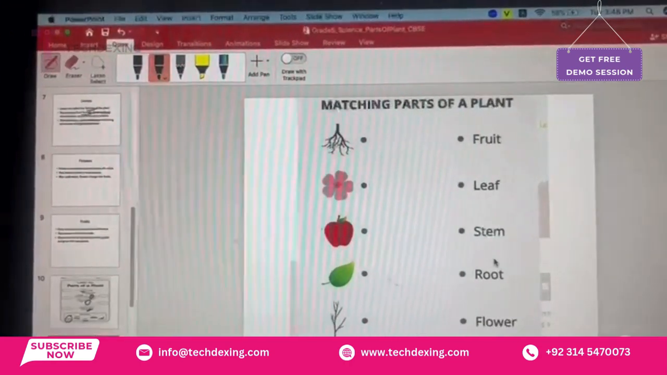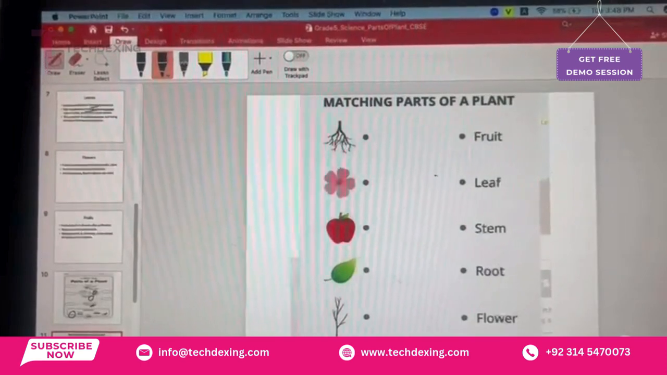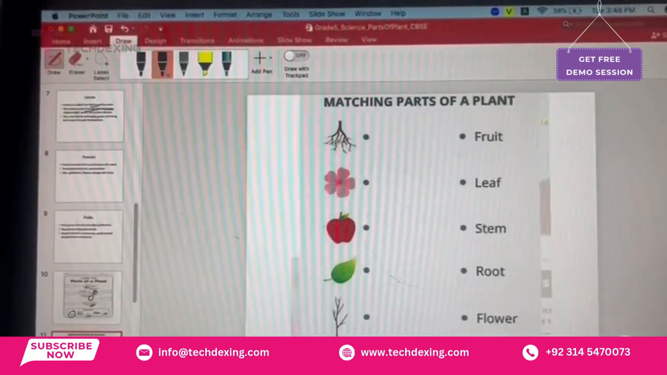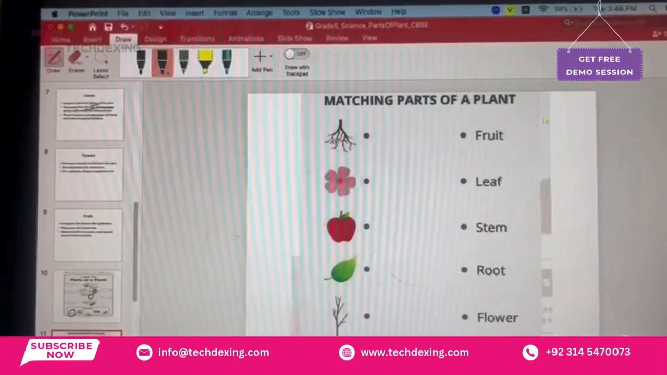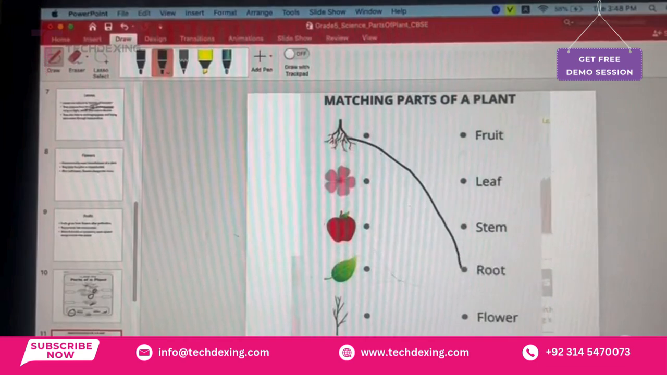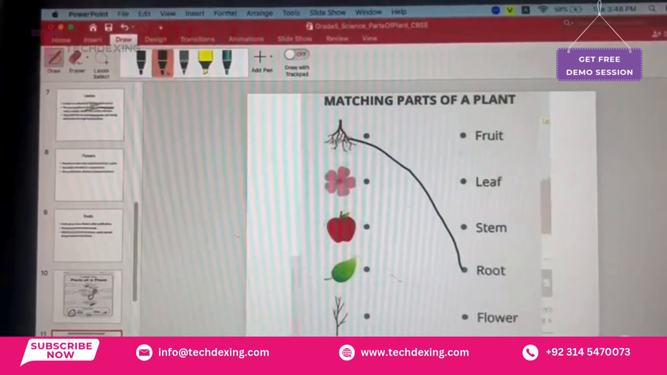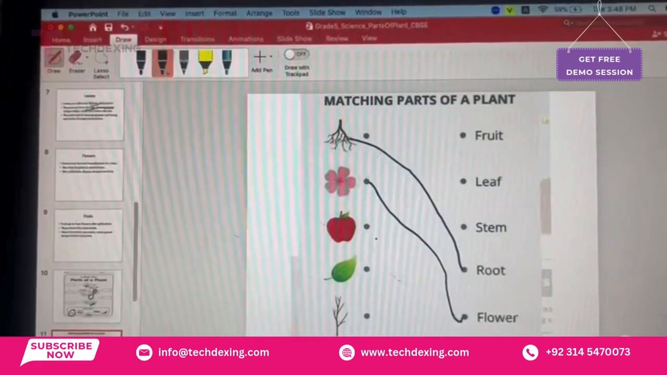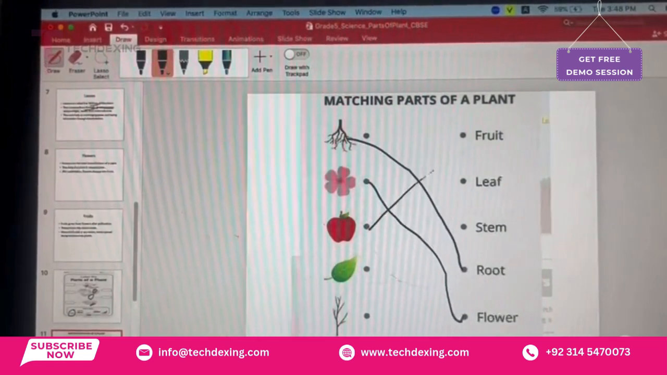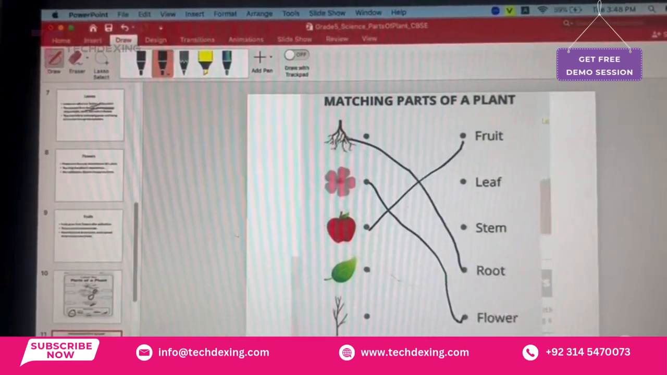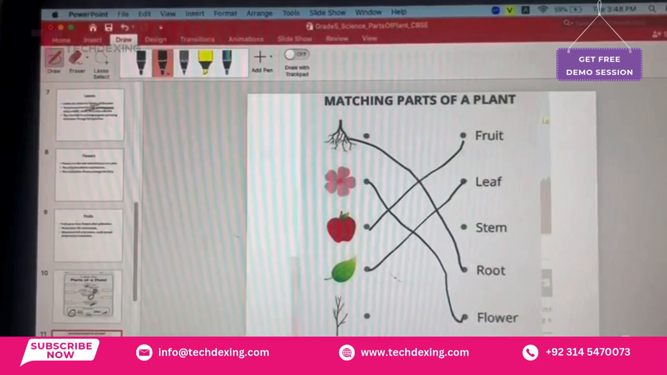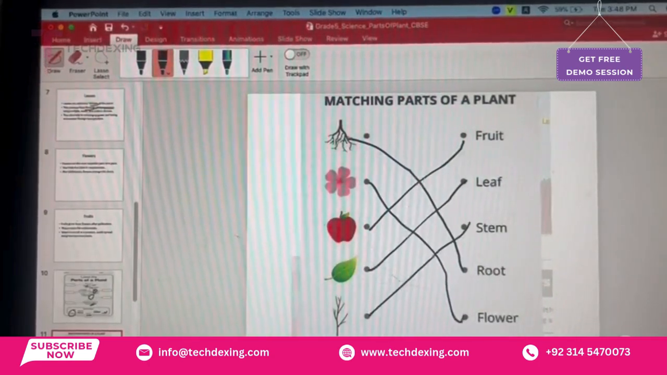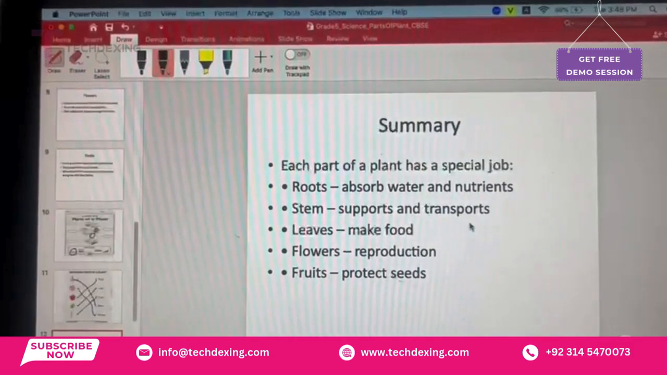Match these now. Can you do it? Let's go. What are these? Fruit? No, these are roots. What is this? Flower. Very good. What is this? Fruit. What is this? Leaf. And what is this? Stem. Very good.